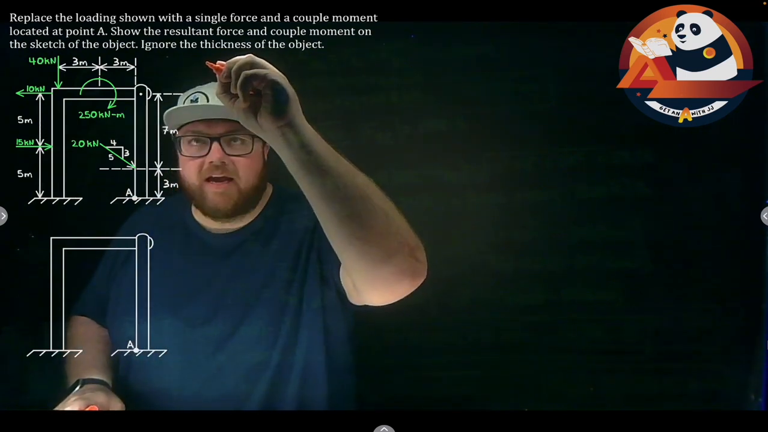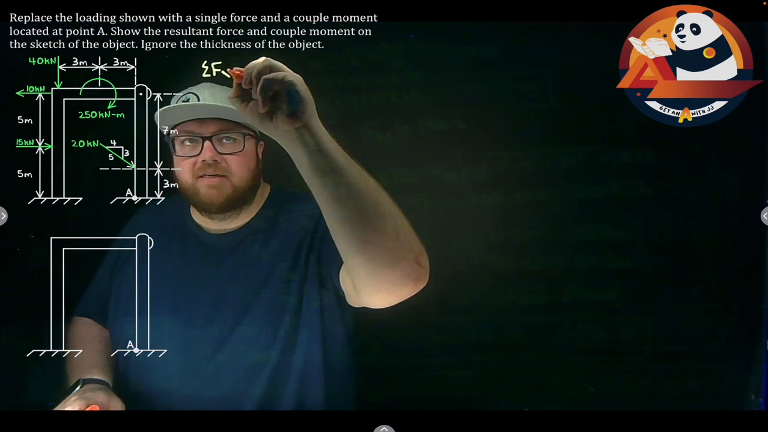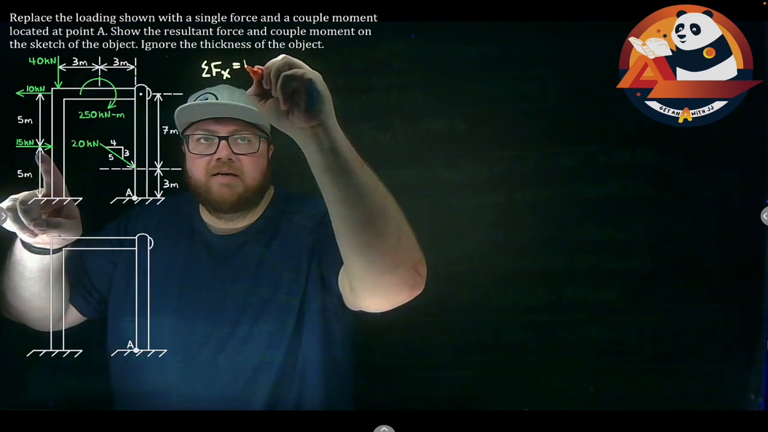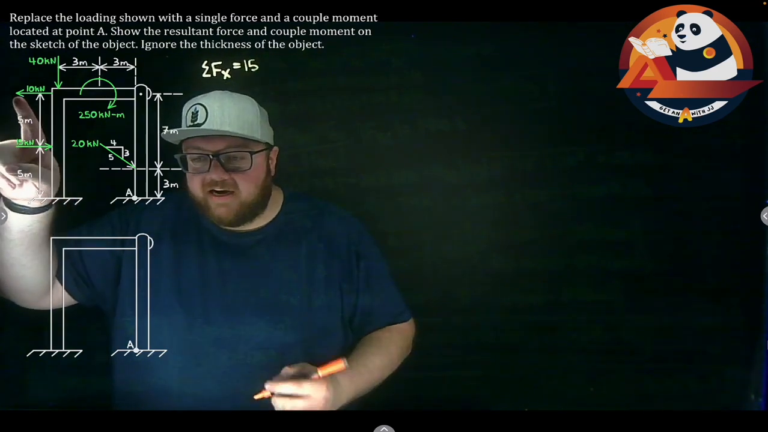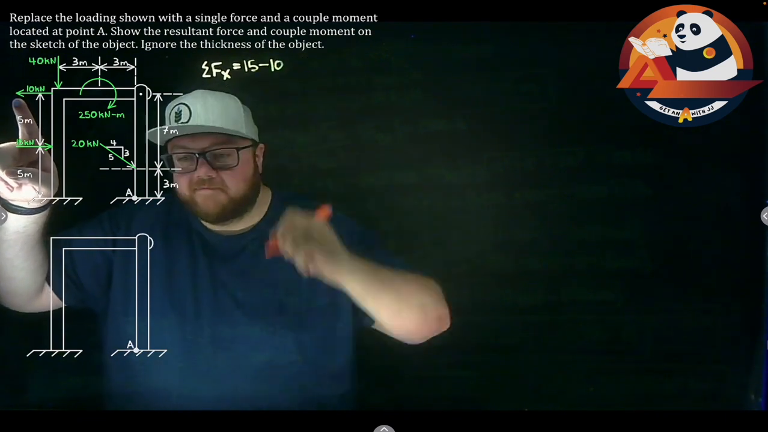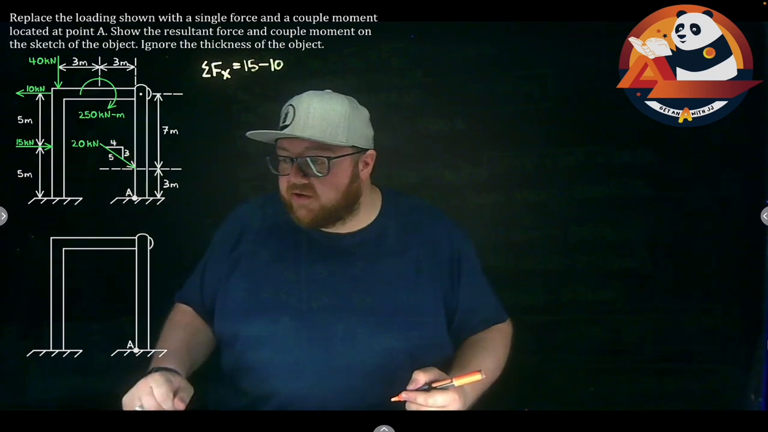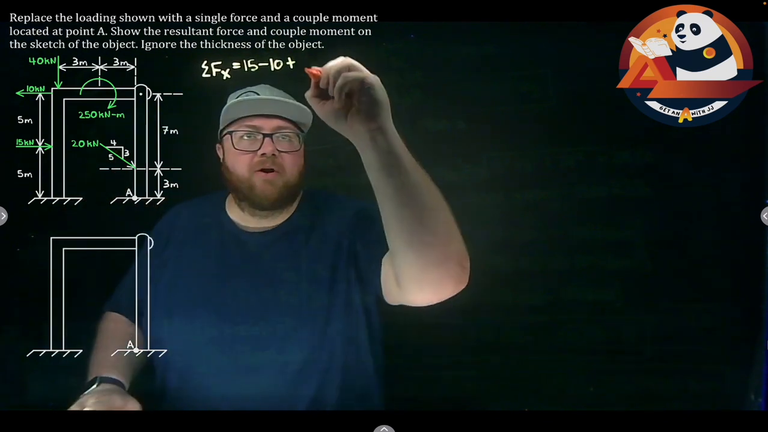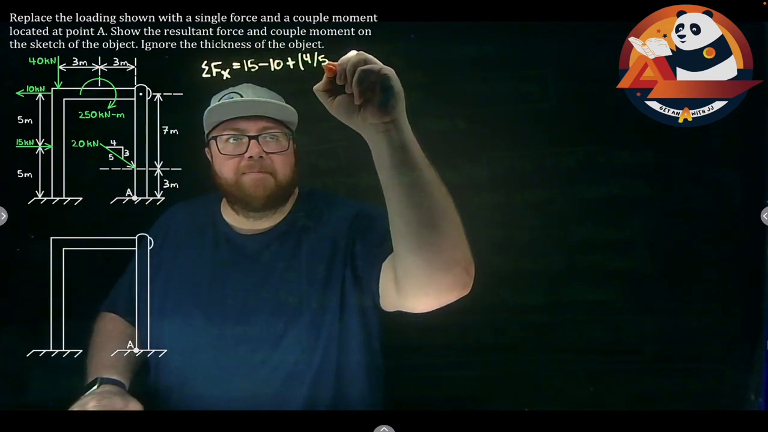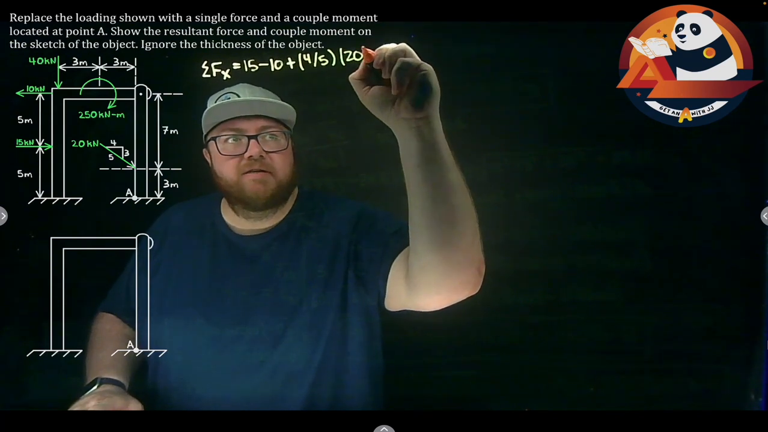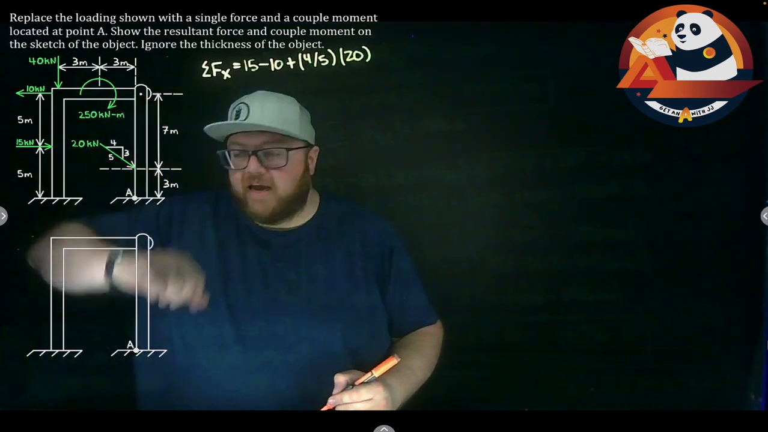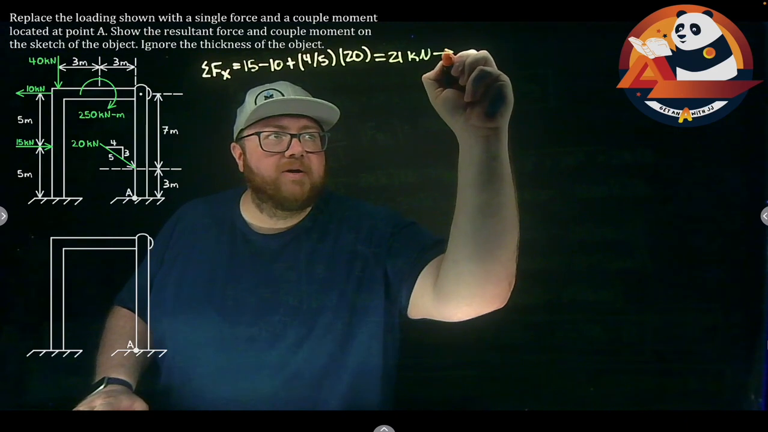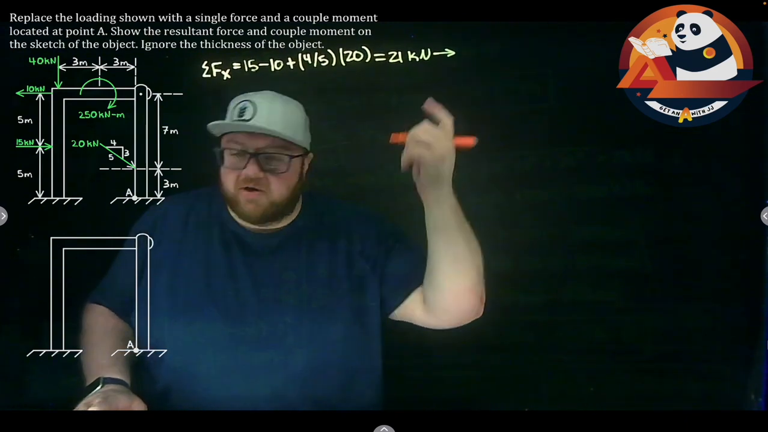So if I sum forces in the x direction, I'm going to get, well, I have 15 going to the right, so 15. I have 10 going to the left, minus 10. This 20 has an x component to it, so plus my x leg of the triangle, 4, divided by the hypotenuse, 5, times the force, 20. This total force in the x direction is going to get me to 21 kilonewtons, and it's going to the right. I get a positive out from this, so I'm going to the right.